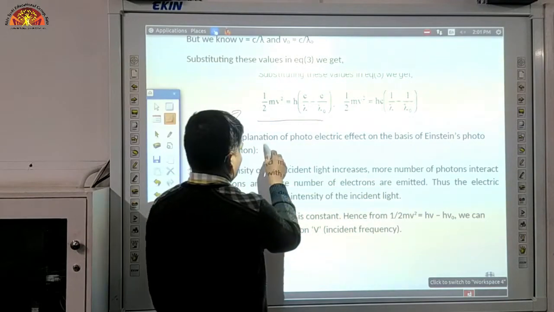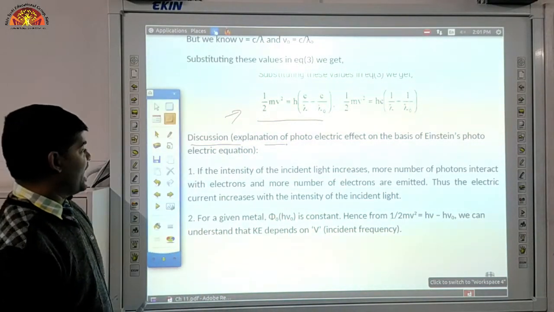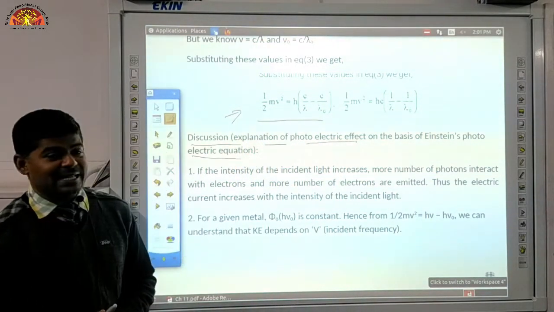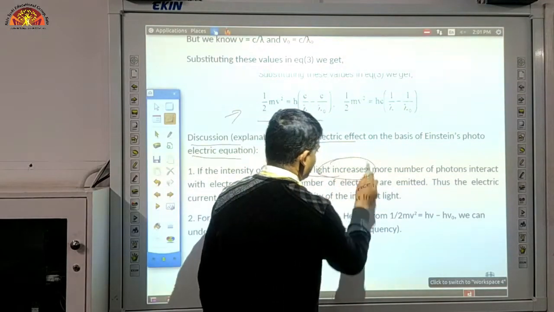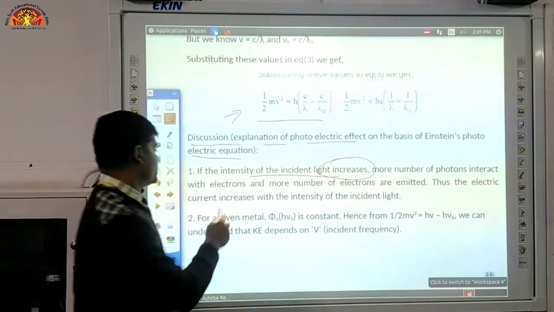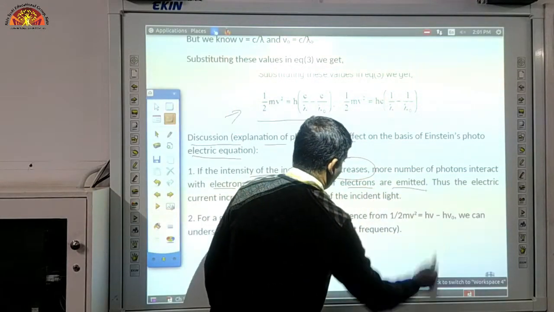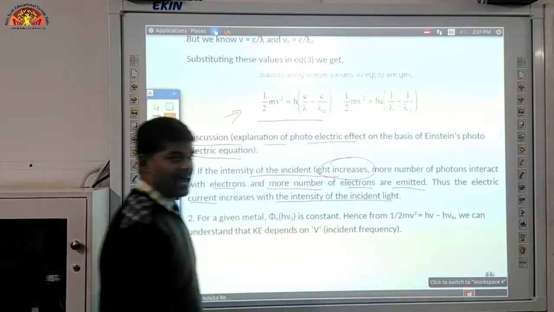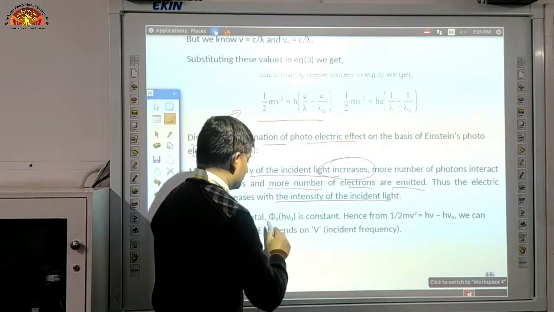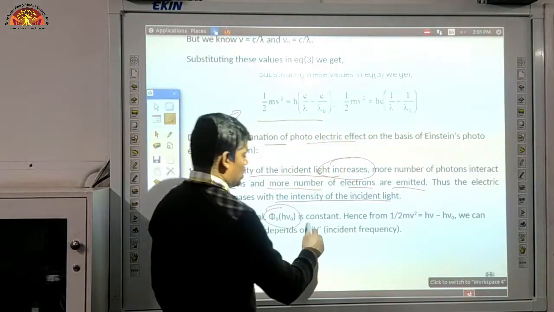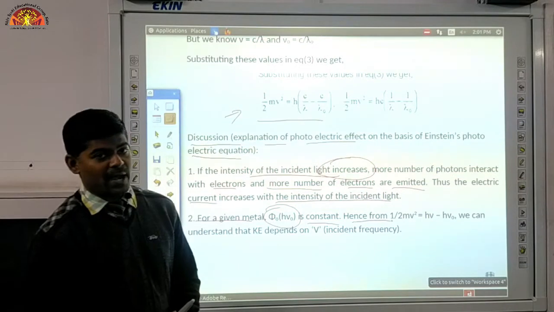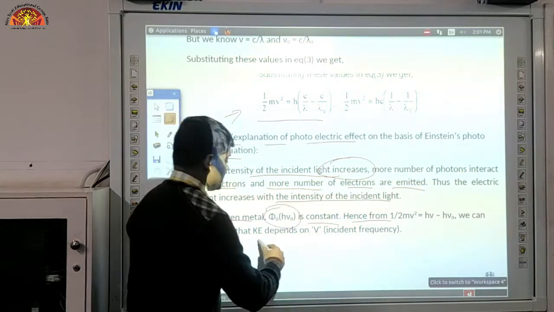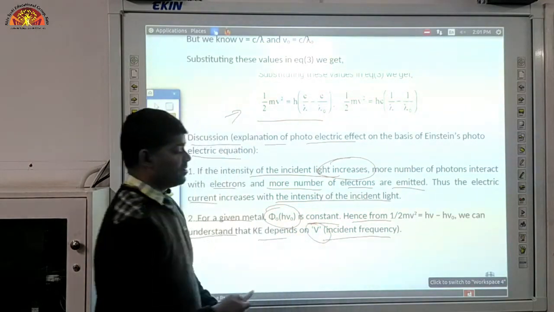Now discussion, explanation of the photoelectric effect on the basis of Einstein photoelectric equation. Okay, now if the intensity of the light increases, light intensity अगर हम increase करते हैं, more number of photons interact with the electron and more number of electrons are emitted, thus the electric current increases with the intensity of incident light. Now the next one, for a given metal phi naught that is equal to h mu naught is constant, and hence from half mv square equals h mu minus h mu naught we can understand that kinetic energy depends upon the frequency v. Okay, that is the incident frequency.